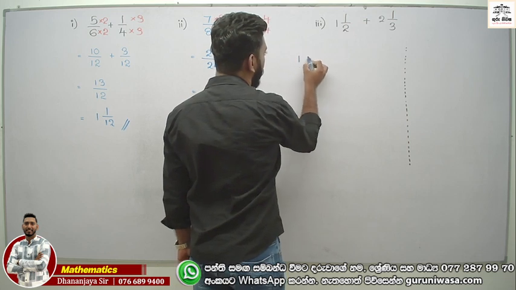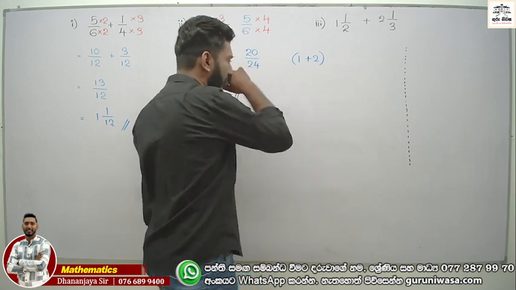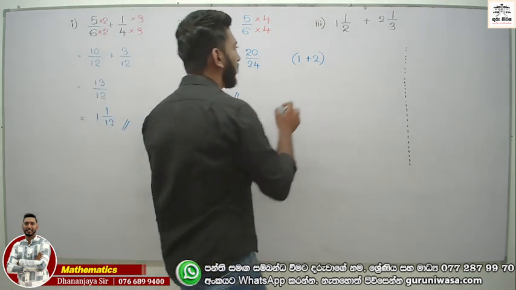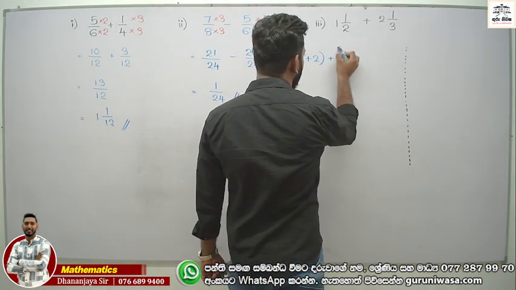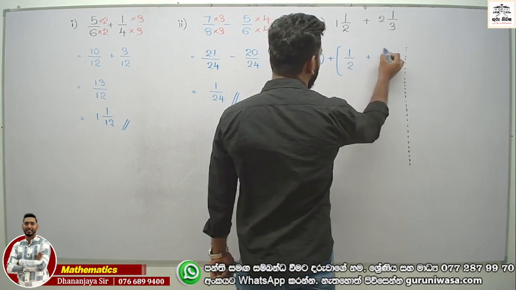Right? 1 plus 2. Firstly, I'm going to add the whole number part. And after that, you can simplify the fraction part. What is the fraction part? 1 over 2 plus 1 over 3.